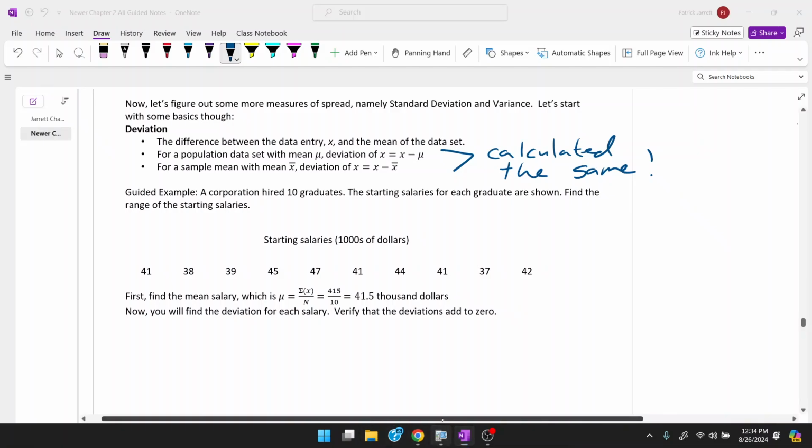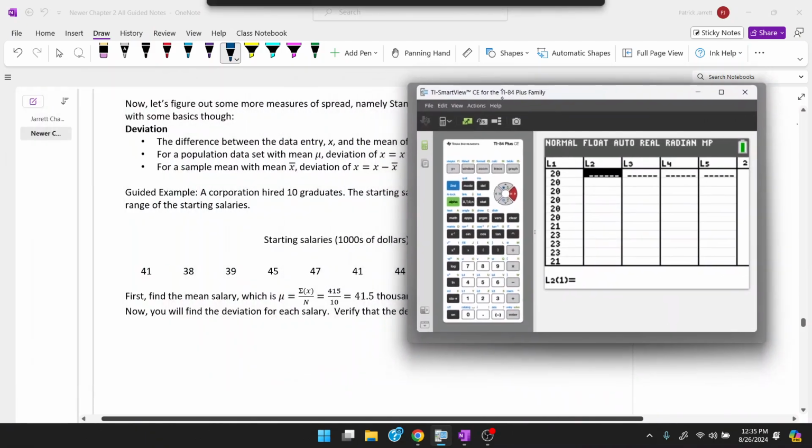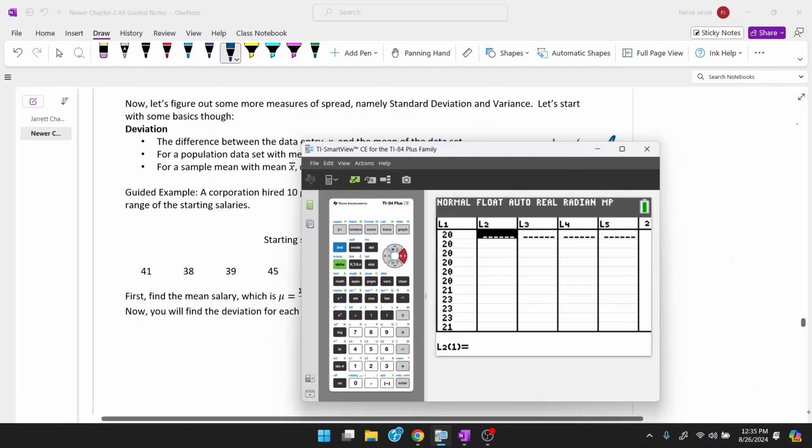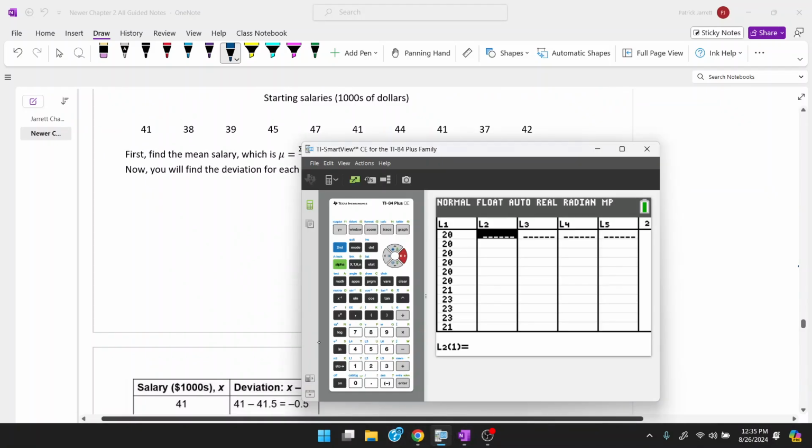So first thing I'm going to do is I'm actually going to go into list 2, and I'm going to enter all of those salaries just by hand. 41, 38, 39, 45, 47, 41, 44, 41, 37, and 42.